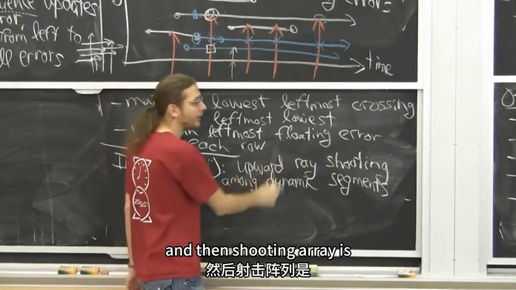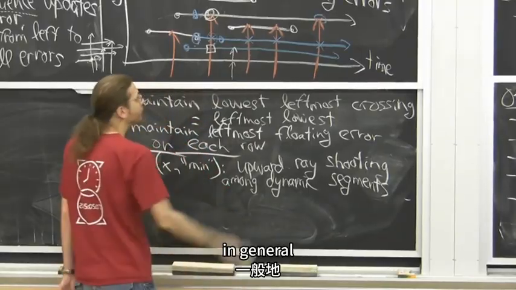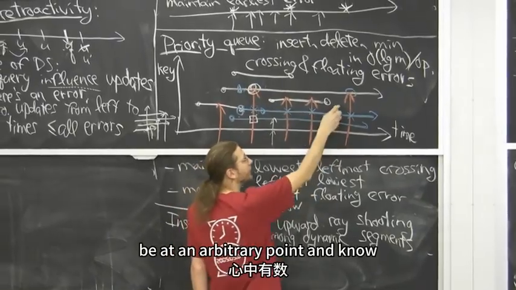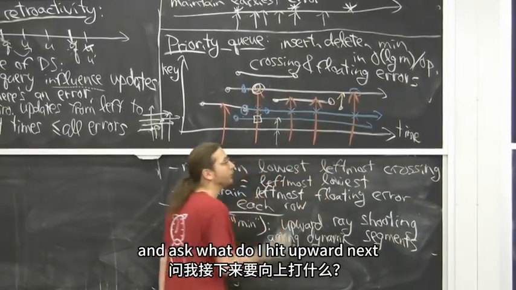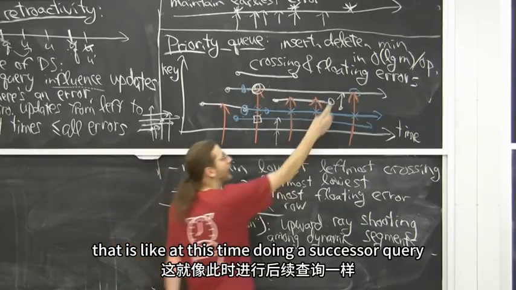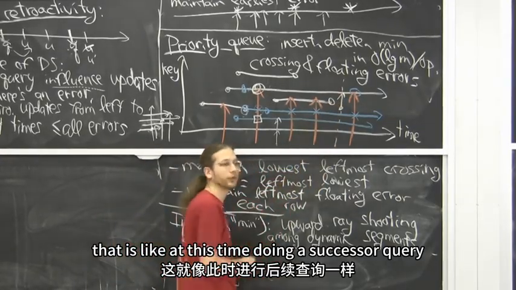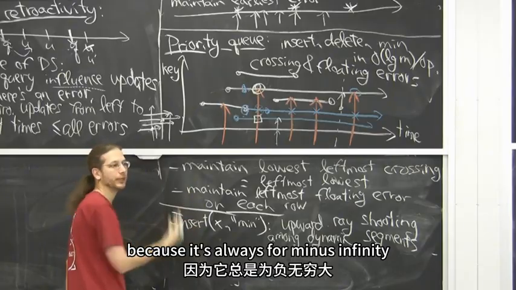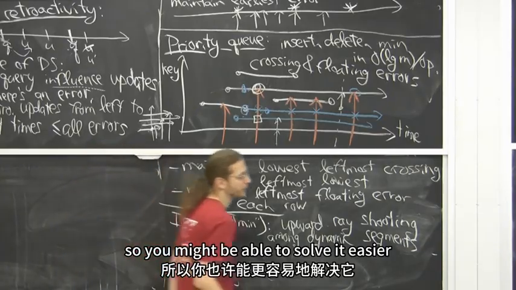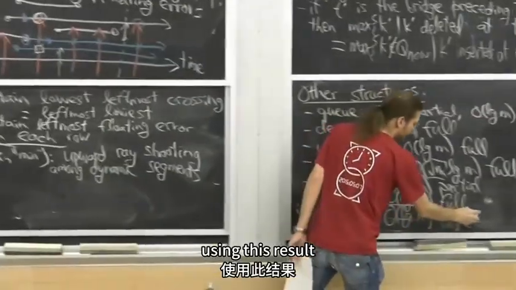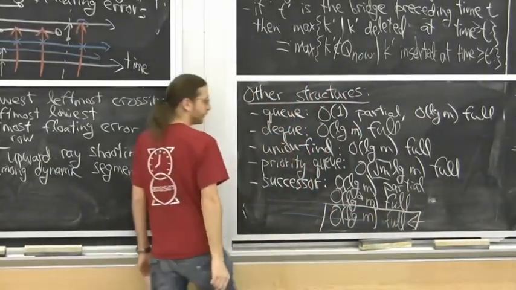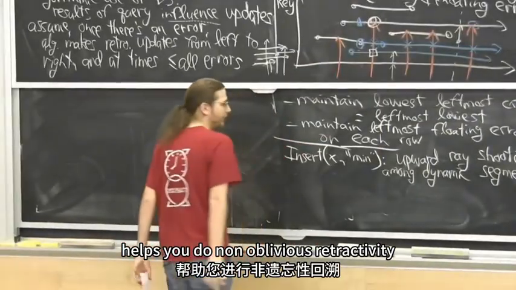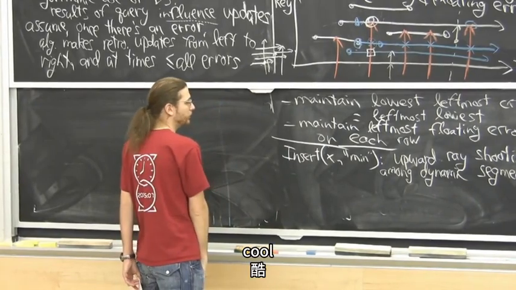And then shooting a ray is, in general, if a general ray shooting query is like this, I can be not from minus infinity, be at an arbitrary point and ask, what do I hit upward next? That is like, at this time, doing a successor query. Okay, now this is a special kind of successor query because it's always from minus infinity. So you might be able to solve it easier, but in particular, you can solve it using this result. So regular retroactivity helps you do non-oblivious retroactivity. Cool.